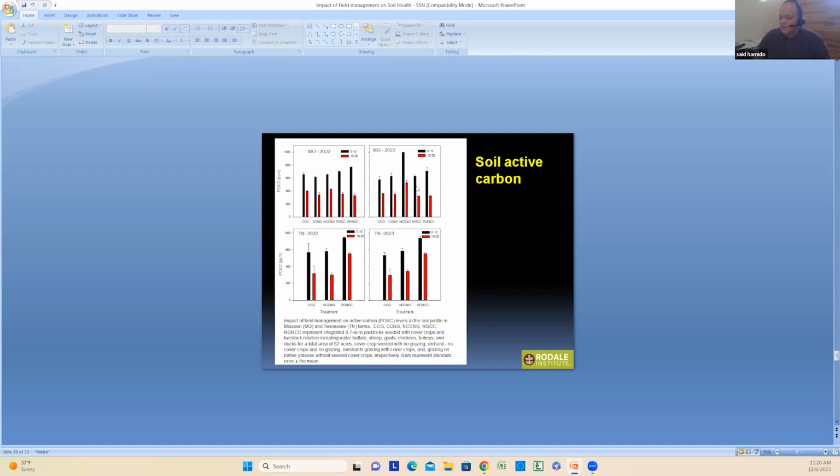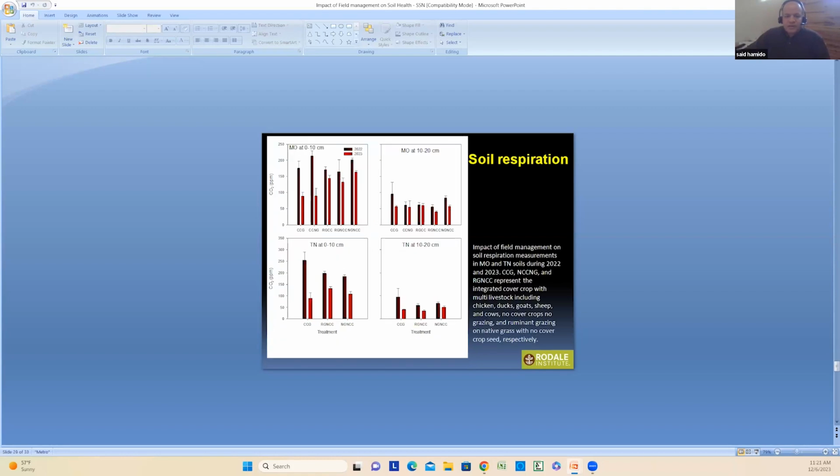We want to see how the pattern is working, whether it is increasing or decreasing, and whether it is related to the weather or the management. And we plan to collect more soil samples to analyze for active carbon during the next sampling time, when we collect samples twice a year from both properties.